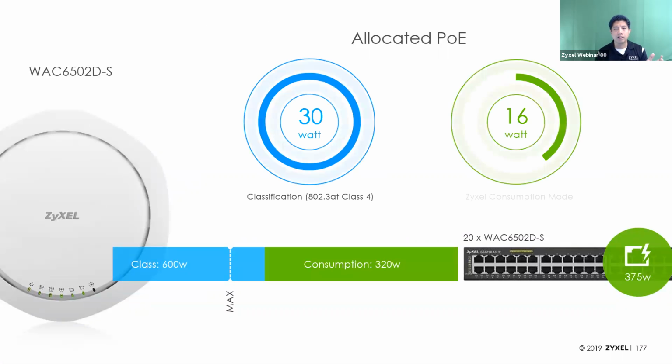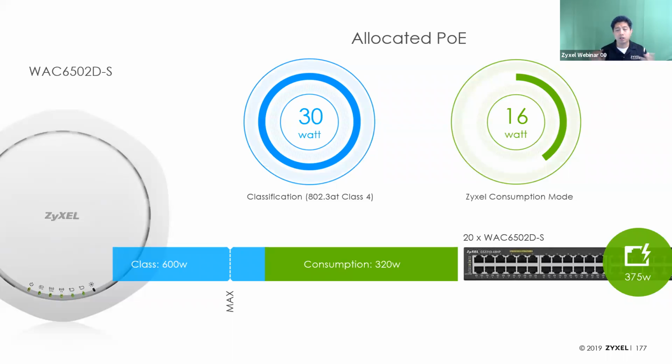So in traditional PoE switches, in classification mode, 802.3at is a 30 watt solution. So if this WAC access point was used in that kind of switch, powering up 20 access points would take 600 watts of power. But using Zyxel's Smart Intelligent PoE solution in consumption mode, because it only draws 16 watts, the budget will be modified. So in order to power up 20 access points, you only need 320 watts. Out of a 375 watt supply, there's plenty of space there.